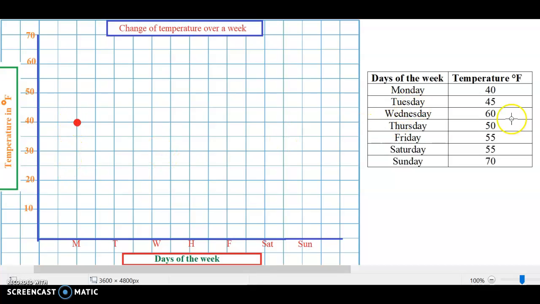I move to the next one, Tuesday 45. So if this is 40, this is 50, the middle line is your 45. Start from Tuesday, go all the way, mark it. Wednesday. The Wednesday is 60. It got warmer on Wednesday. 60, mark it. Thursday 50, got 10 degrees cooler.